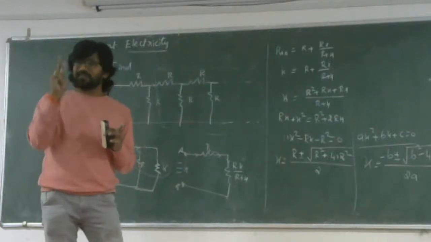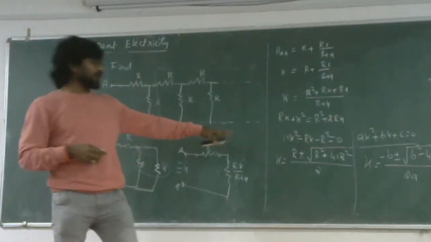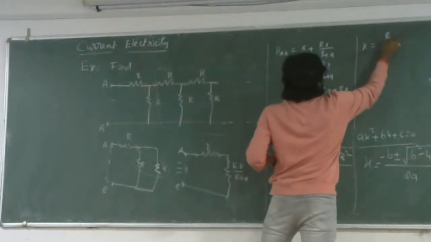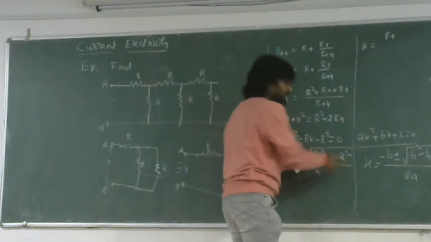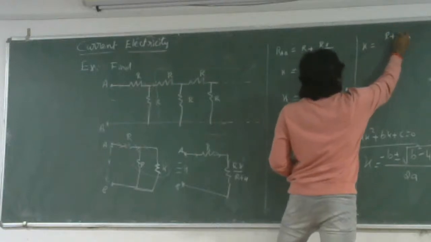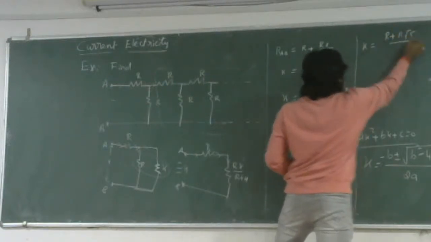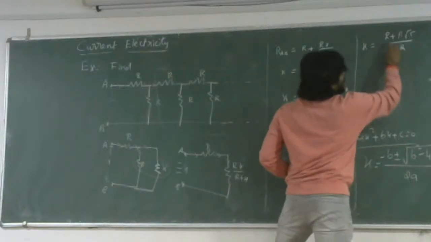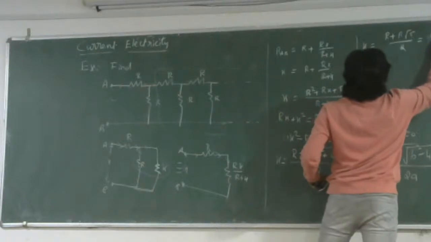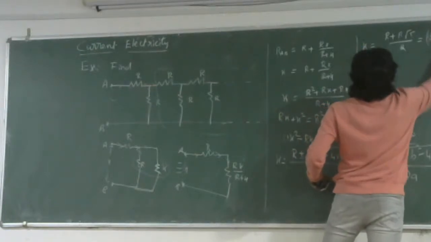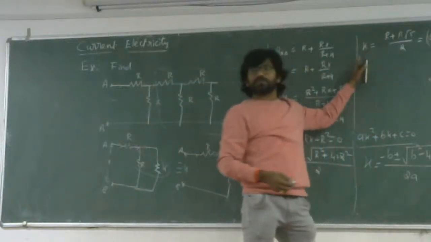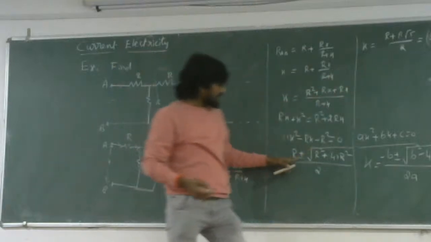If you take plus and minus, you get two values. Resistance will always be positive, so you have to take the positive value out of those two values. Hence we get X is equal to R plus root of 5R square by 2. R square you take out, so you get R into root 5 by 2. You can also write this as R into 1 plus root 5 by 2. This is one value. Is it clear, everyone?